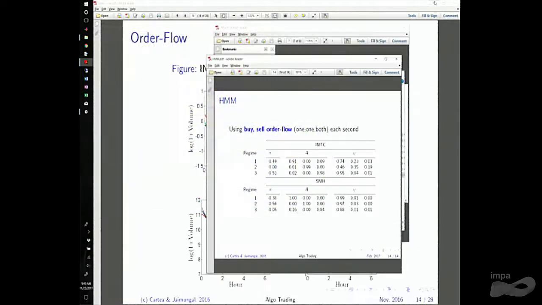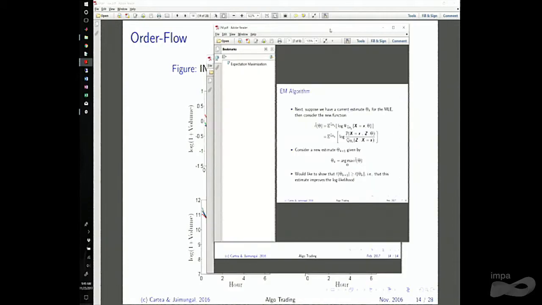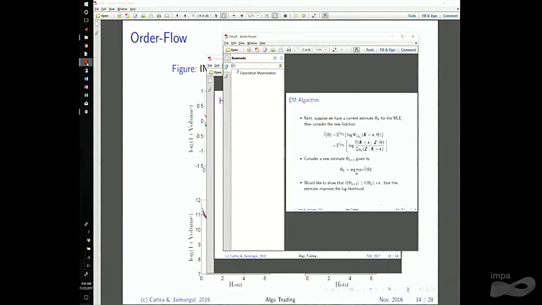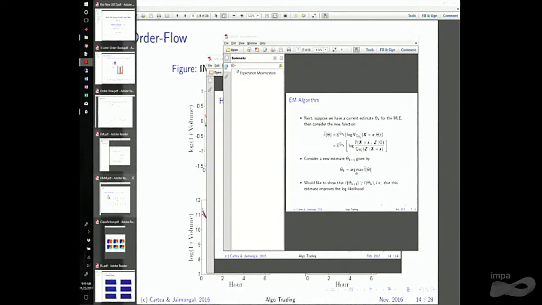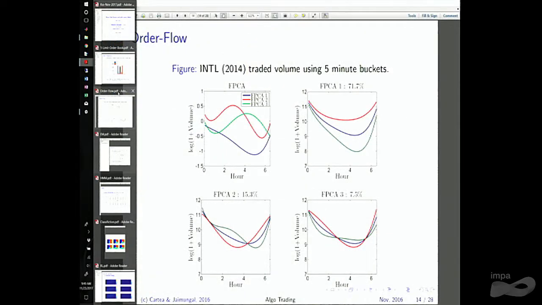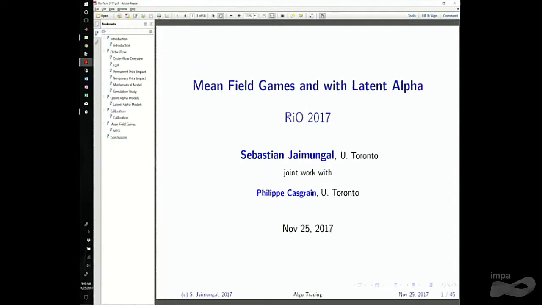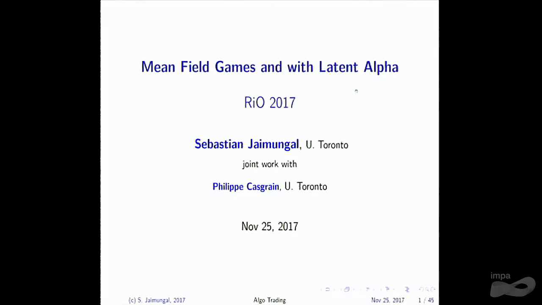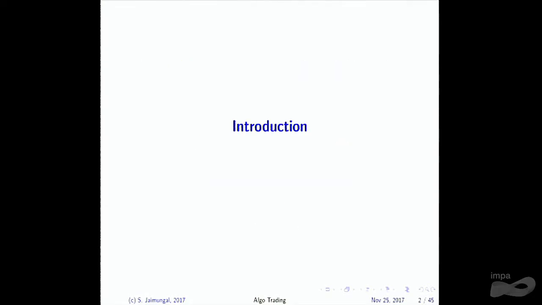Okay, so the last topic I want to talk about is actually now cool, new, hot off the press research that we are writing the paper on. And you're going to see how it ties into the machine learning stuff. The title doesn't make it sound like that. So, mean field games with latent alpha is the work that I'm doing with my current PhD student, Philippe Casgrain.